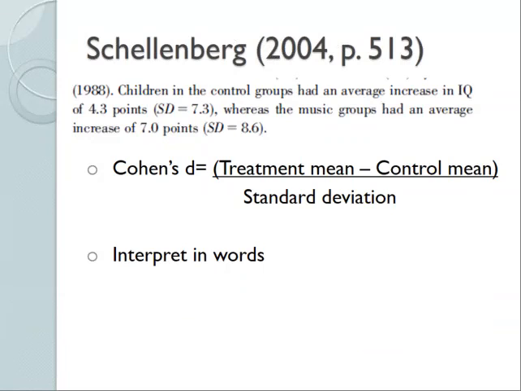And so this is another example from the Schellenberg article. You can take a look at the means for each group. The control group had an increase of 4.3, where the music group had an average increase in IQ of 7. So we can see that the music group is different, and it seems to be larger.